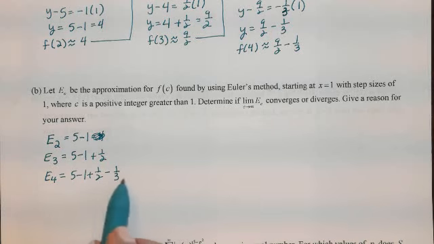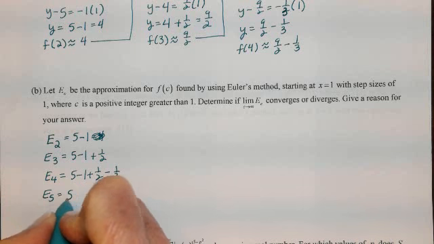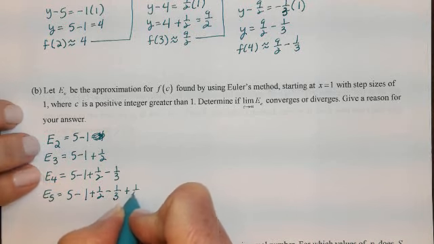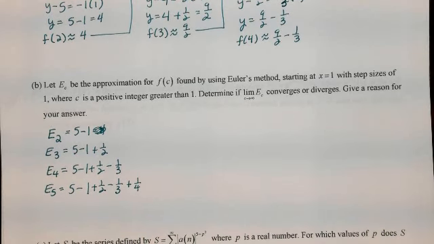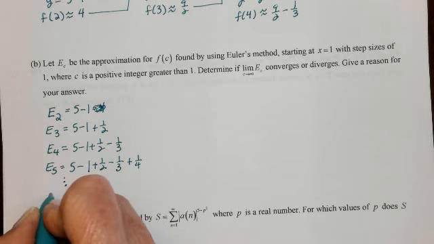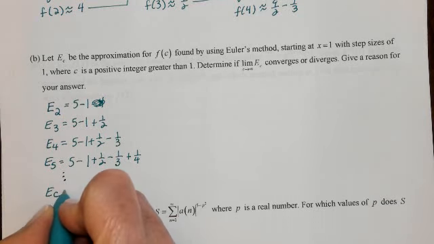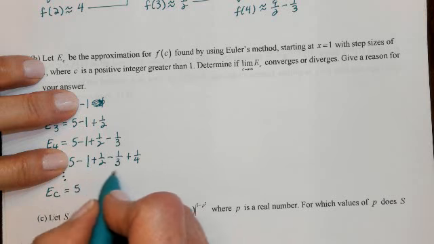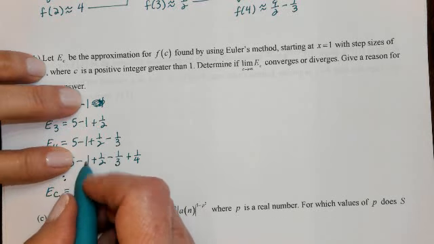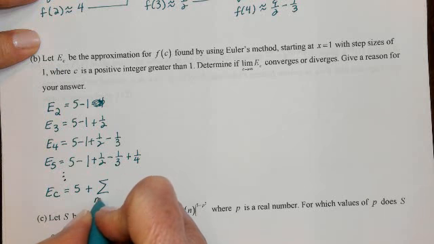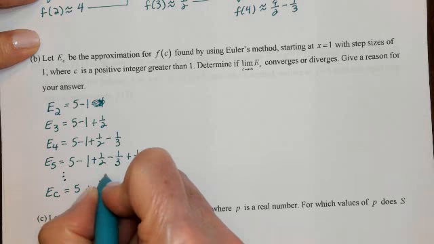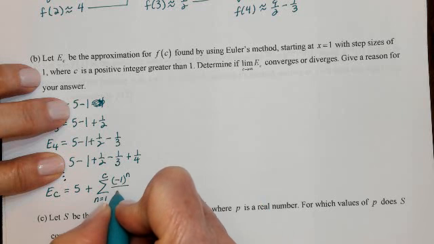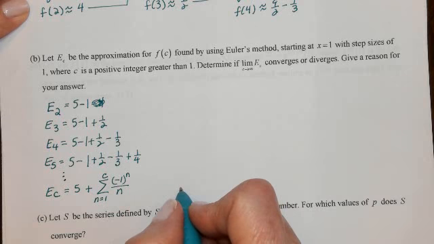Take a look at what we have here. What would the next one be? E sub 5 would be 5 minus 1 plus 1/2 minus 1/3. What's the pattern? Plus 1/4. That's what would happen, right? So if we keep on going in this pattern, e sub c, for c greater than 5, would be 5. And then for this, I'm going to write this as a series, okay? Since I'm starting with negative, I'm going to make this plus, and then I want my first term to be negative, okay? I'm going to go to c here, and my first term is going to be a negative, so I'm going to make that just an n here over n.